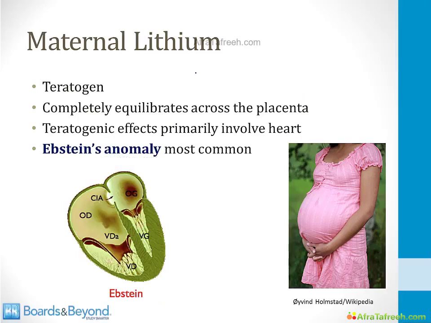Lithium is a drug that is used to treat a number of psychiatric disorders, and it is dangerous to the baby if mothers take this drug when they're pregnant. Lithium is a teratogen. It completely equilibrates across the placenta, and most of its teratogenic effects involve the heart, and for reasons that are incompletely understood, Epstein's anomaly is the most common cardiac malformation that occurs in mothers who take lithium. This is very high yield for you to know for step 1 of your boards.